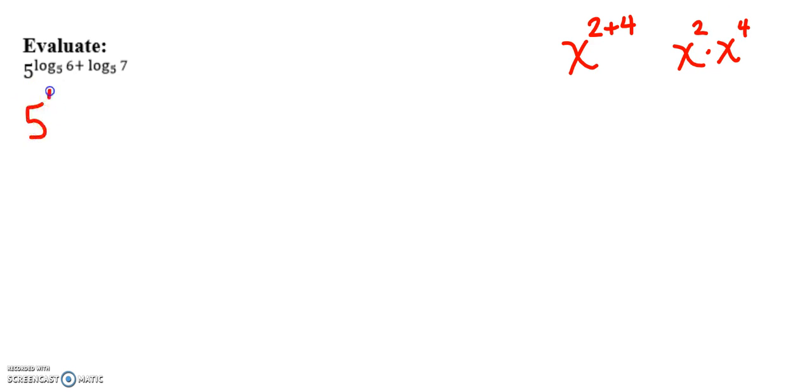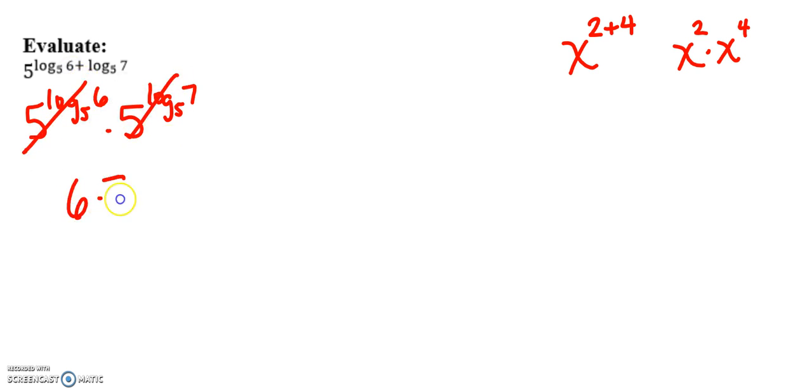So this could be 5 to the log base 5 of 6 times 5 to the log base 5 of 7. Because rewriting with the base shown twice, with a product, creates the addition, so that's working for me. And now I can cancel this, and I can cancel this. And I end up with 6 times 7, which is 42, which I believe is the answer to the universe.